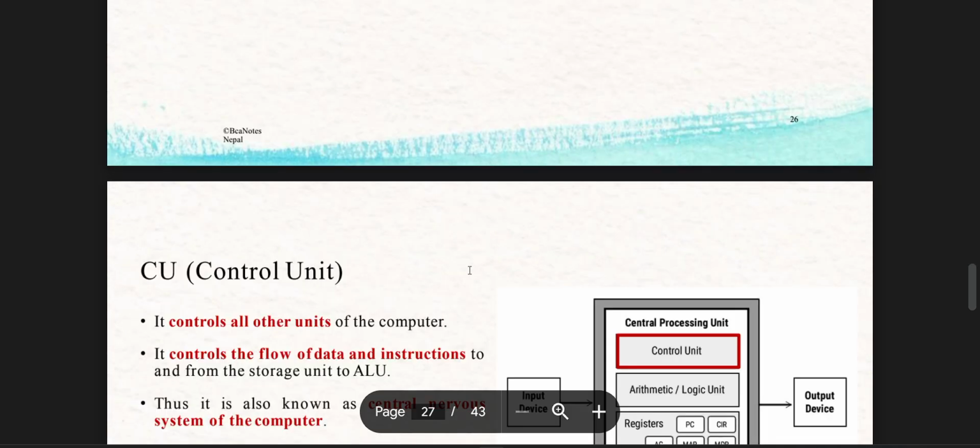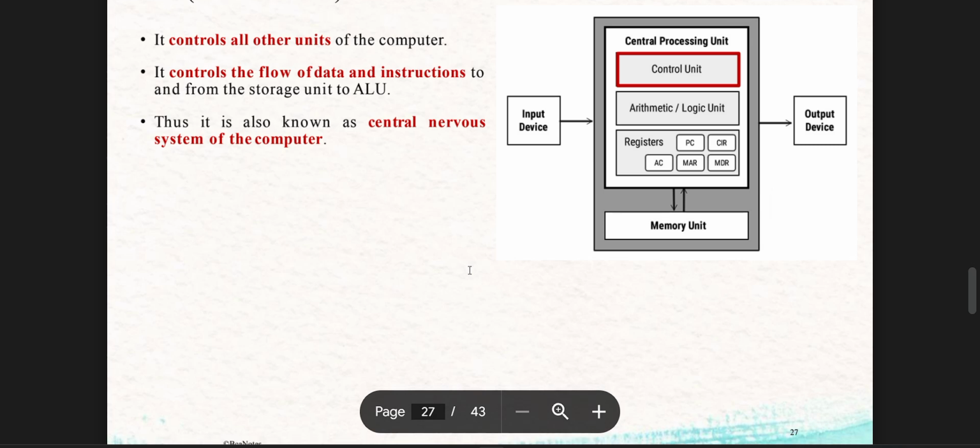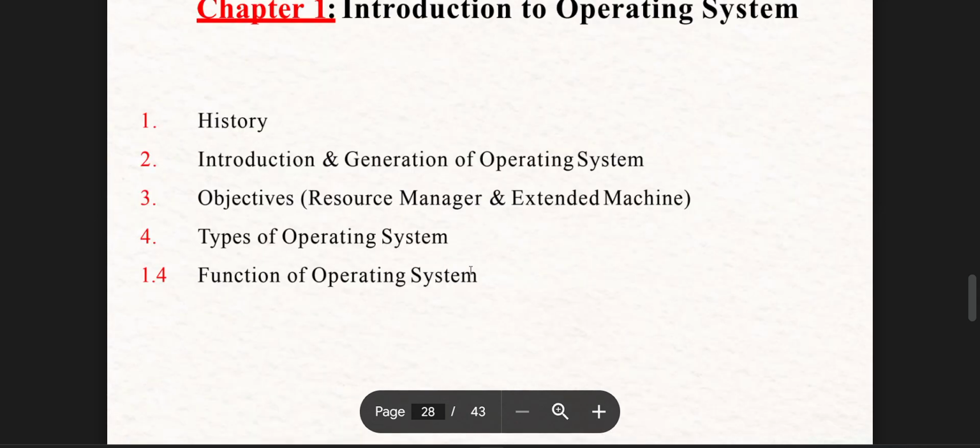Control unit: it controls all the other units of the computer. It controls the flow of data and instruction to and from the storage unit to the ALU. Thus, it is also known as the central nervous system of the computer. Introduction to the operating system history.